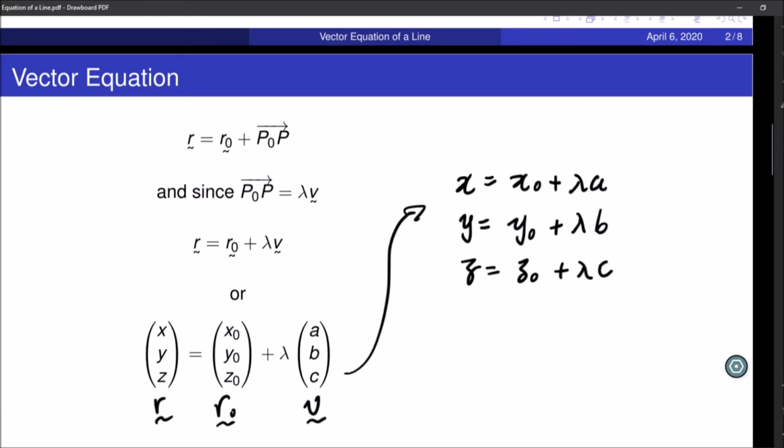So once again, we have a set of parametric equations where the lambda value is the parameter. By varying the lambda value, you change what x, y, and z are. And of course, the a, b, c here are called the direction numbers because the vector determines the actual direction you travel.